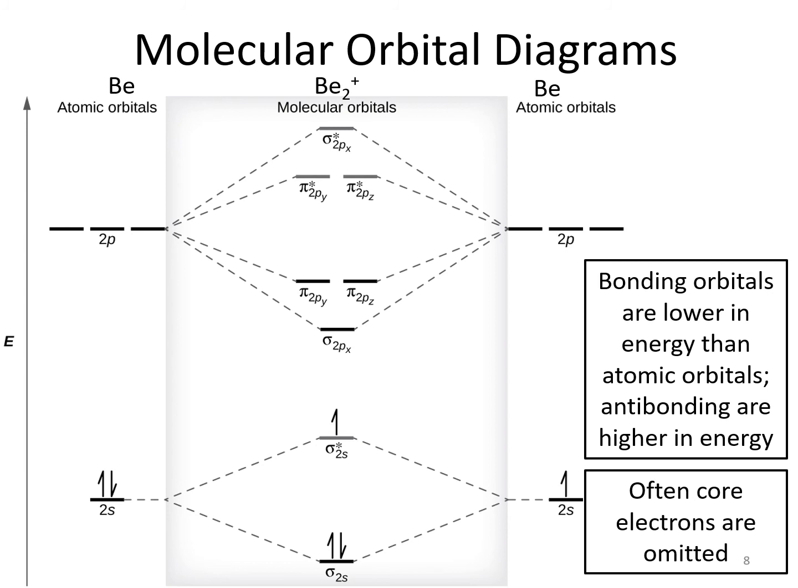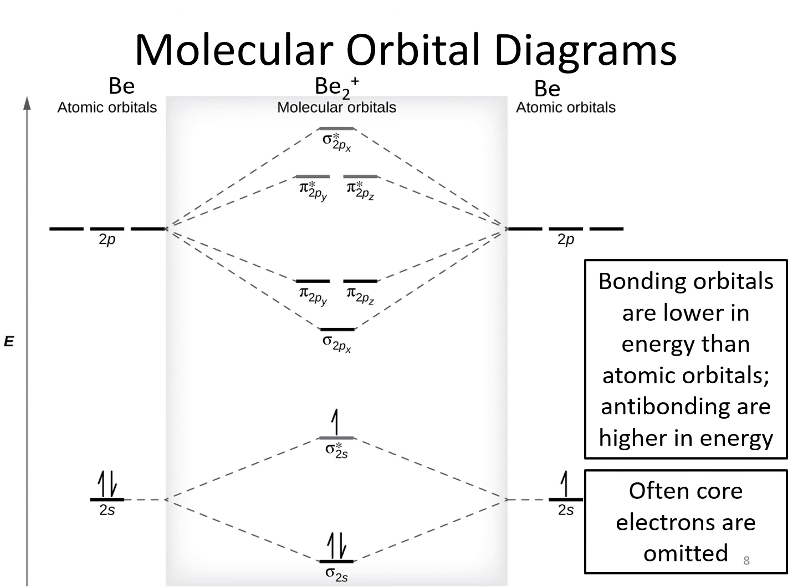Here's an example of a molecular orbital diagram. On the left and right sides, we have drawn the atomic orbital diagrams of each beryllium atom making up the bond. In the middle is the molecular orbital diagram of the 2 berylliums bonding together. As the atomic orbitals combine together, they create both bonding and antibonding orbitals. The bonding orbitals are always lower in energy than the original atomic orbitals. The antibonding orbitals are always higher in energy than the original atomic orbitals.